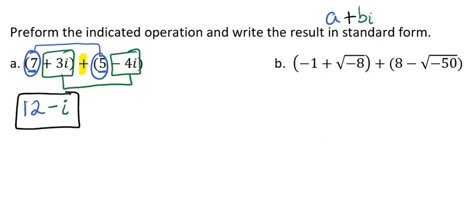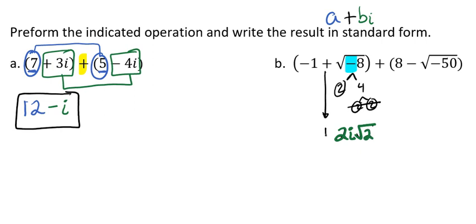As we look at letter B, we have negative 1 plus the square root of negative 8, plus 8 minus the square root of negative 50. What we want to do here is simplify our radicals first. Here we'll take the square root of 8, so 2 and 4, 2 and 2. So it will be a 2i radical 2. In the past, when we've talked about having a negative on the inside, it's not a real number. It's an imaginary number, and that's why we get the 2i. It's 2i square root of 2, so that's our imaginary number.